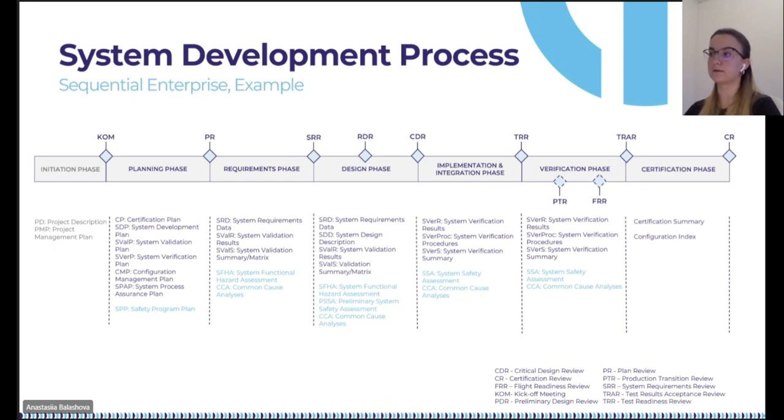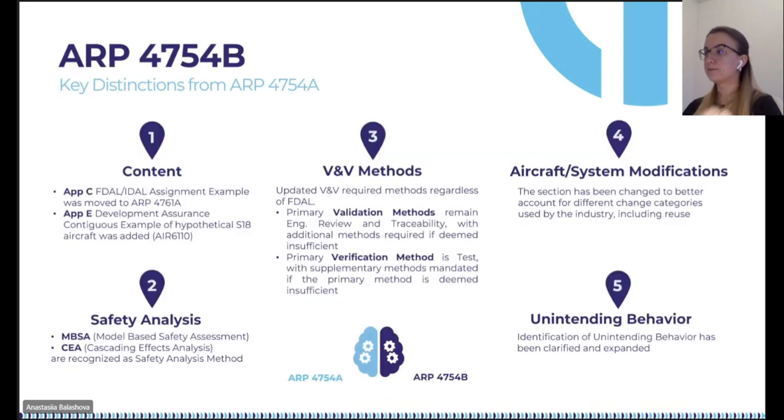between different phases. As I promised, let's have a few moments to compare the main differences between the A and B versions of the ARP4754. ARP4754B primarily focuses on aligning with the recently released ARP4761A, meaning there are no supercritical changes in development principle compared to version A. But there are some.